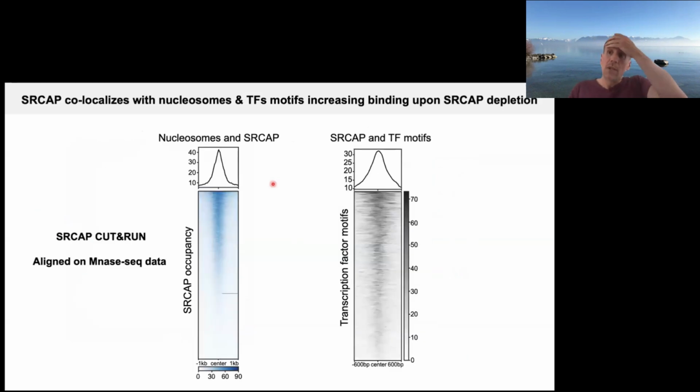So if this is true, we should find SRCAP in cells also mainly on nucleosomes. So we performed SRCAP CUT&RUN that we aligned on our MNase-seq data. And you can see that SRCAP is well centered on nucleosomes. And if we look at the transcription factor motifs where the footprints increased upon auxin depletion, we find that SRCAP is also well centered on these motifs.